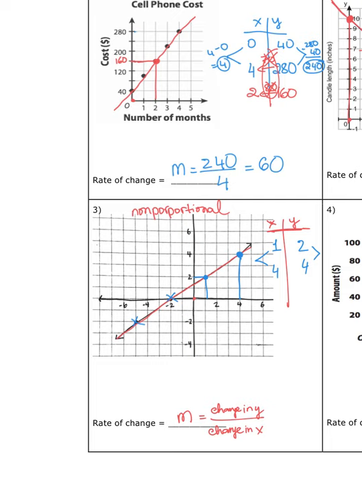So 4 minus 2 is 2. So change in y is 2. 4 minus 1 is 3. So change in x is 3. So we have change in y is 2, change in x is 3. So the rate of change is 2/3.